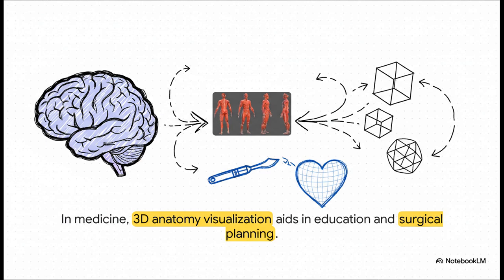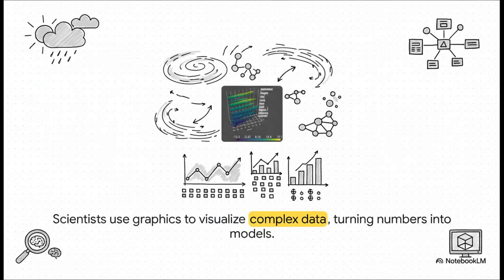The medical field uses computer graphics to turn all this complex data from things like CT scans and MRIs into detailed 3D models of human anatomy. This lets doctors and students explore the human body in ways that were just never possible before, helping them plan surgeries and, of course, just learn. And for scientists, graphics can transform these giant spreadsheets of abstract numbers into visual models that you can understand in an instant. It doesn't matter if it's weather patterns, molecular structures, or financial data. This process of visualization makes the invisible visible.